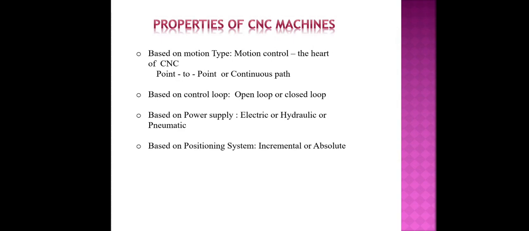A point-to-point system is used in CNC machines such as drilling, boring, tapping machines, etc. The control equipment used is known as point-to-point control equipment. Feed rates need to be programmed in these machines. Each axis is driven separately.